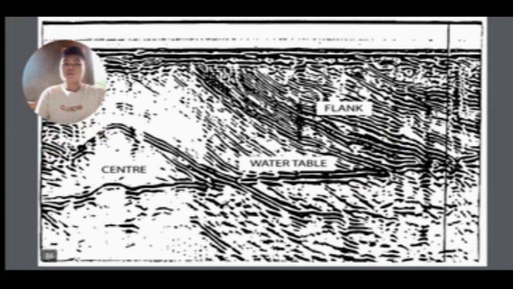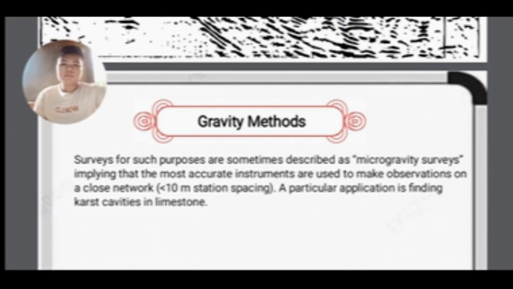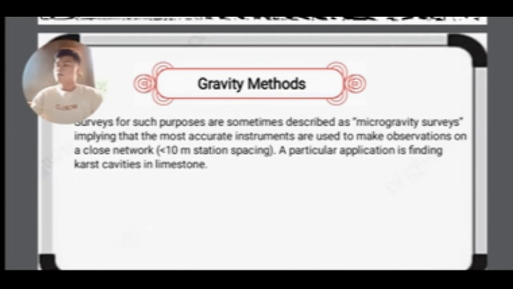So, nagadetect siya between the water table and the center flank. This radiogram, the radar signal that was obtained, clearly shows the center, flanking deposits, and the water table. So, let's proceed to gravity methods.